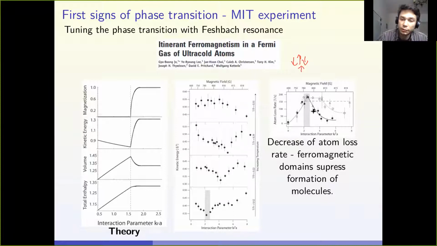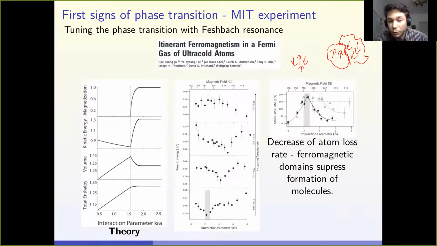And then if we are on the right-hand side of this gray box, we are on the ferromagnetic side. So the situation is kind of different because we have now domains. And the only place where the pairing may take place is the domain wall. So the chance of spin up and spin down forming a molecule is lower than in the paramagnetic state. So this is another form of evidence for the ferromagnetic phase transition. Okay, so that was the first experiment.